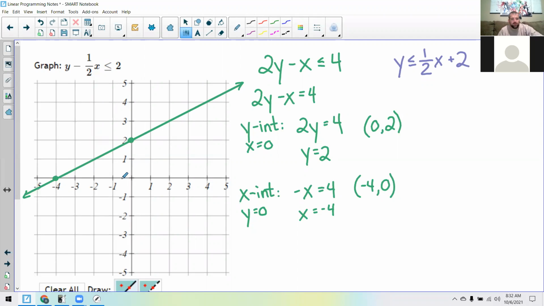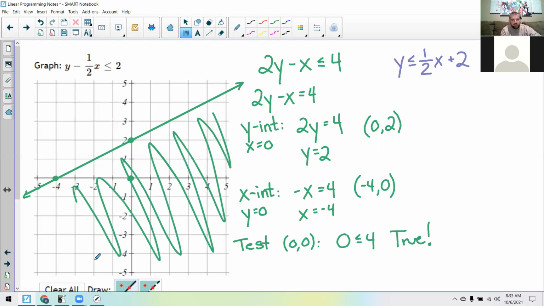Now am I going to graph above it or below it? I'm going to test (0, 0). I get 0 for y, 0 for x. I get 0 times 2 minus 0 is less than or equal to 4. 0 is less than or equal to 4. This is true. So we will shade the (0, 0) side. So my answer is going to be a solid boundary line and everything below it.